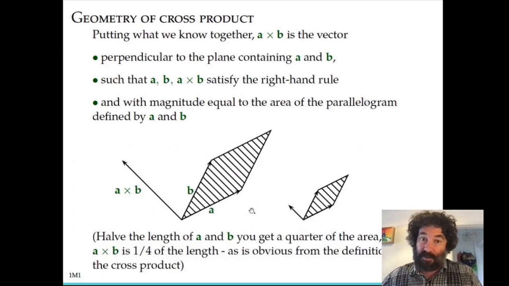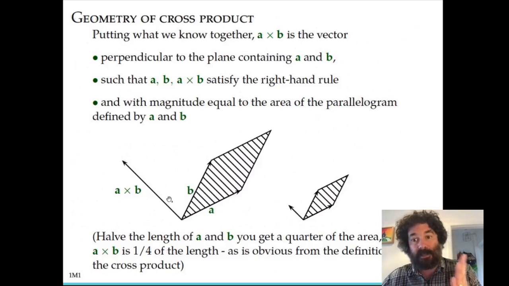Okay, so here's a picture. So we have A and B. The cross product is perpendicular to the plane containing A and B, perpendicular to both A and B. It satisfies the right-hand rule, so if you imagine using your right hand here, your fingers point in the direction of A, they curl in the direction of B, then your thumb would point in the direction of A cross B. And if you use your left hand, it would point the opposite way.